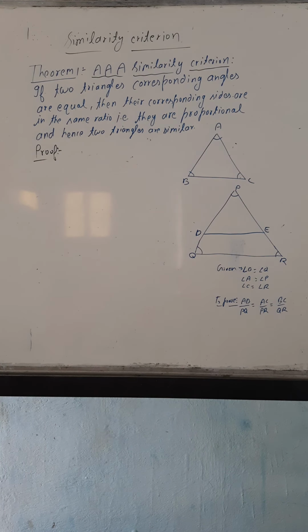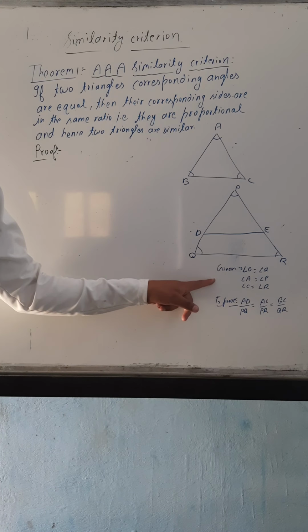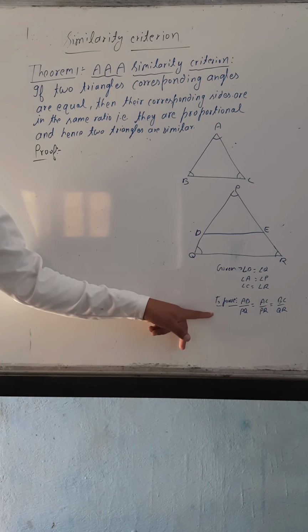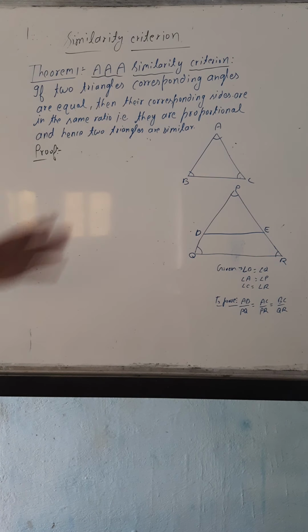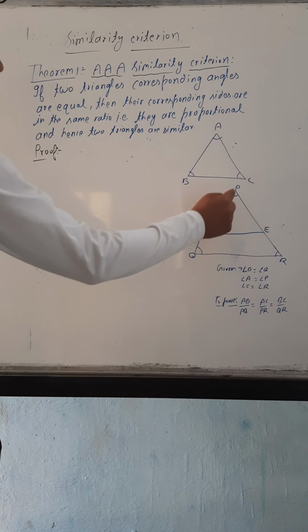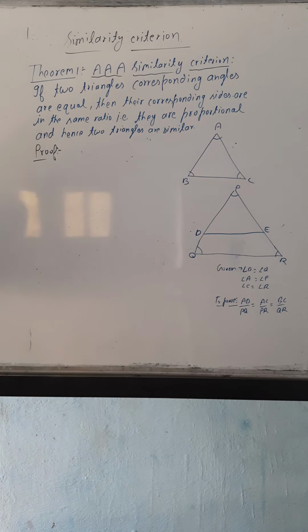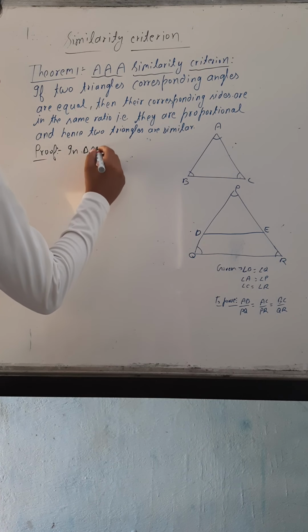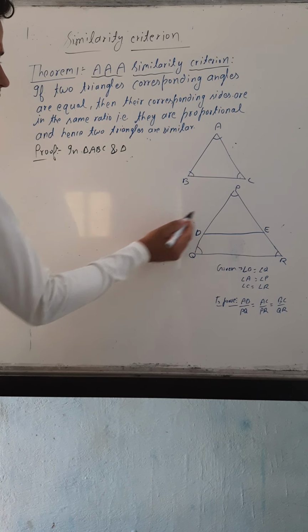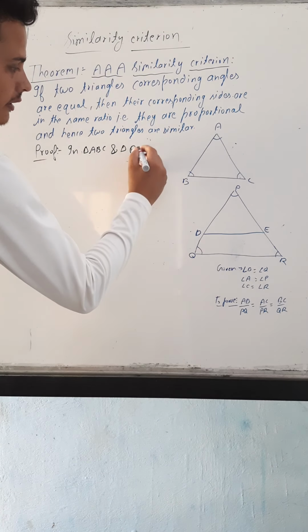Now the proof. What is given I have written here, and what you have to prove I have written here. Now the proof of the theorem. How will you prove this? We will take the two triangles here: triangle ABC and triangle PDE. These two triangles I am going to take now.